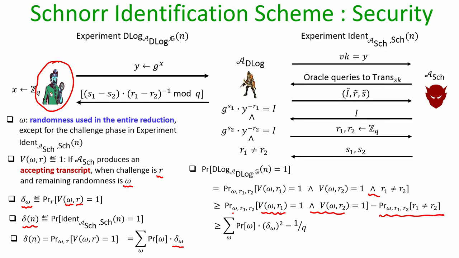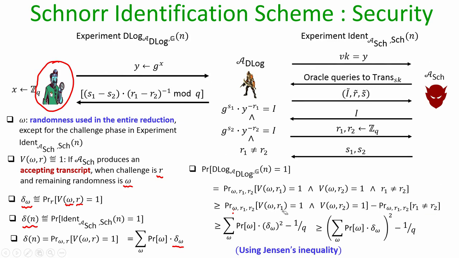And once I fix omega, these two events, that V of omega, r1 should be 1 and V of omega, r2 should be 1, are independent of each other, because r1 and r2 are picked independently by the discrete log solver. So, if I fix the randomness omega, take the omega inside and expand with respect to the randomness r1 and r2, then the above inequality turns out to be this. And now I can apply the well known Jensen's inequality, which I am not stating here. You can use any standard reference to find the formula for Jensen's inequality.